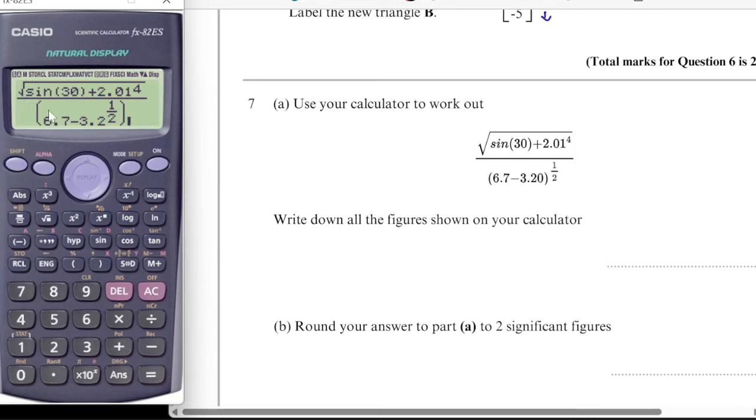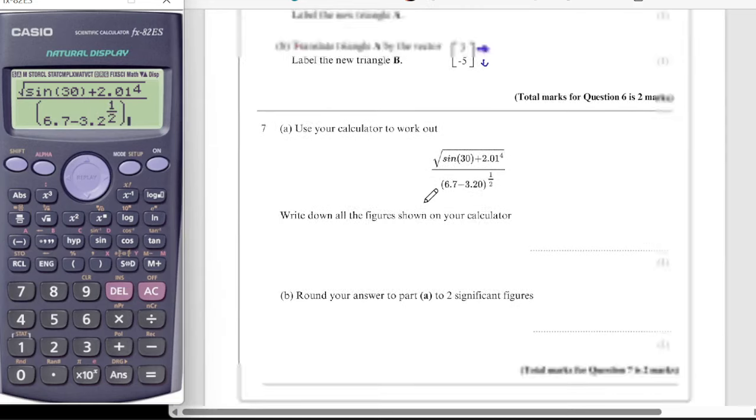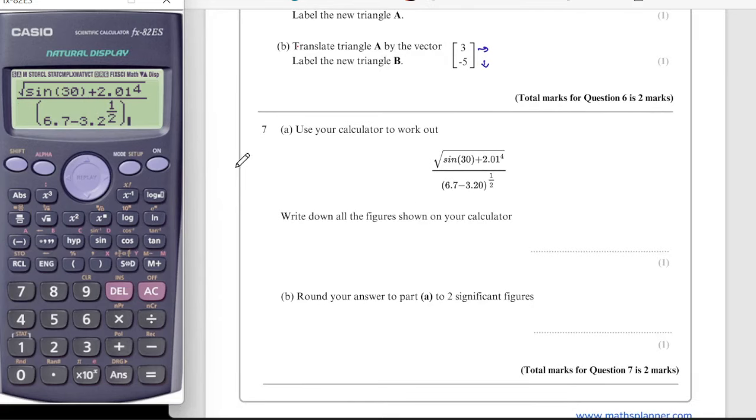A lot of people prefer to do this in 2 steps. I tend to stick with 1 step, but then spend that little bit of extra time checking that I've typed it into my calculator correctly. And that gives me a value of 0.825. Let's just triple check that.